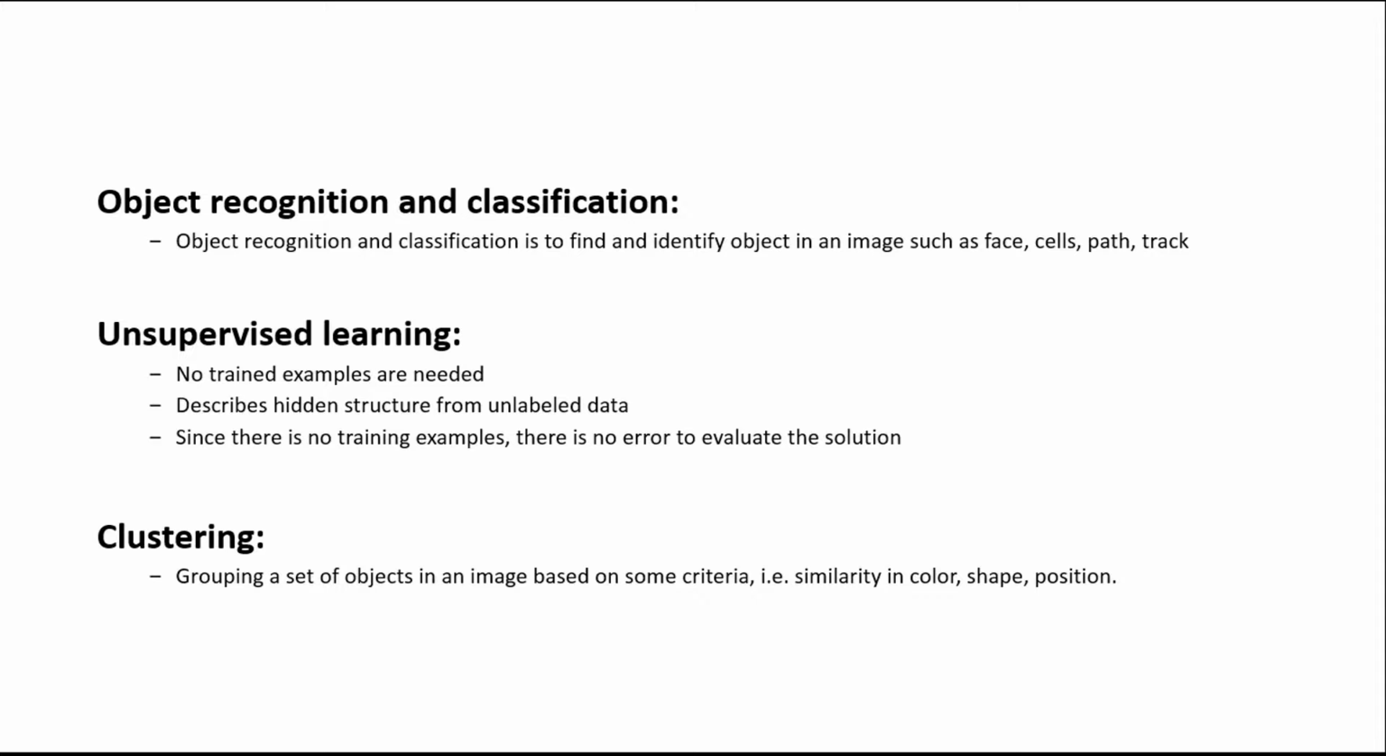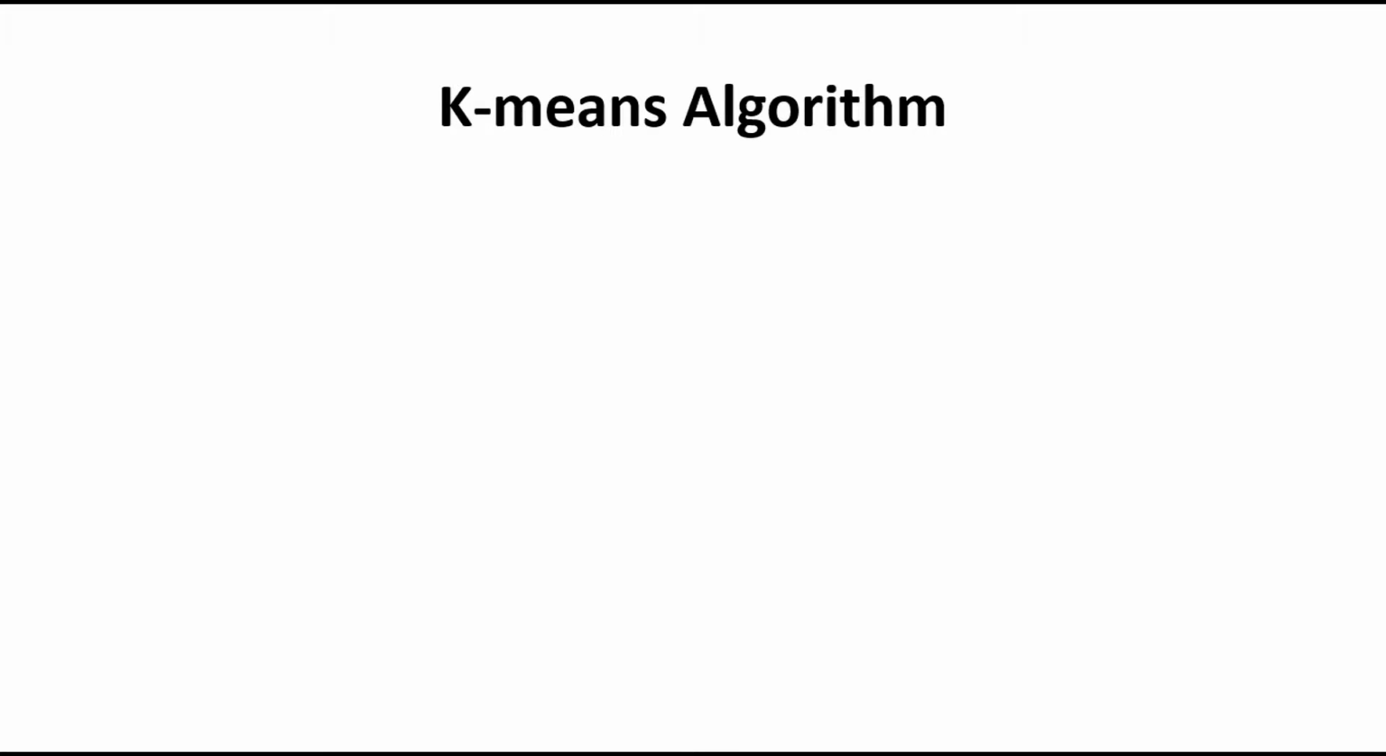Clustering can be defined as an action of grouping a set of objects in an image, based on a feature. For instance, similarity in shape or form, color, or the physical position in the image. This is a quick introduction to the K-means algorithm.